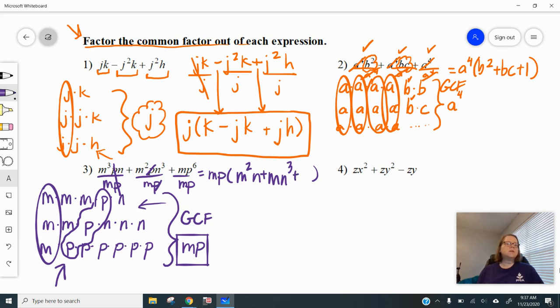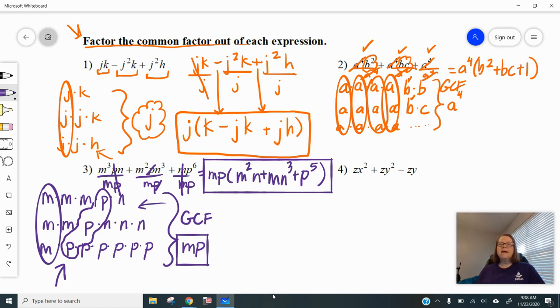So let me erase my parentheses here. All right. And then here the M's canceled and I have 6 P's on top and I take away 1. So that leaves me with 5. So P to the 5th. All right. So that is my factored expression right there.